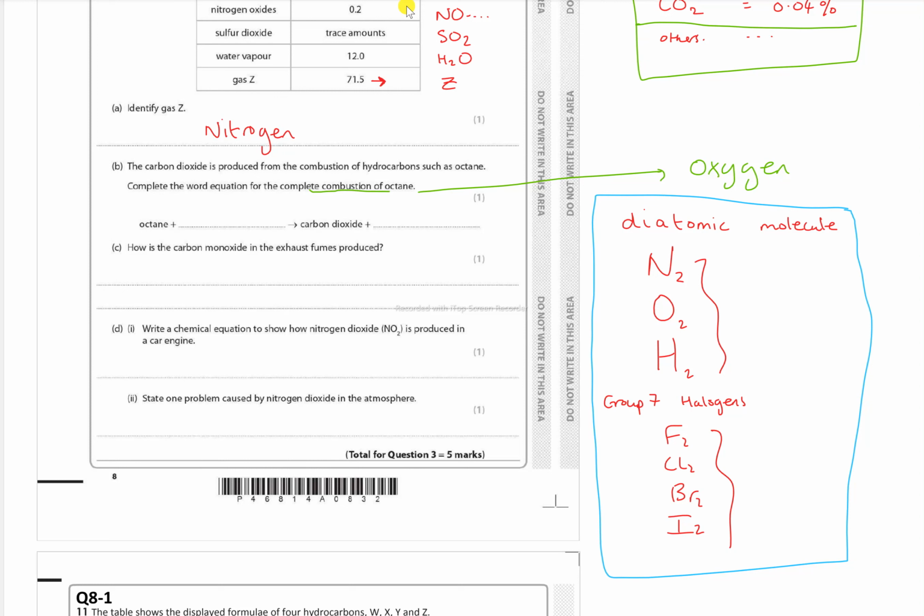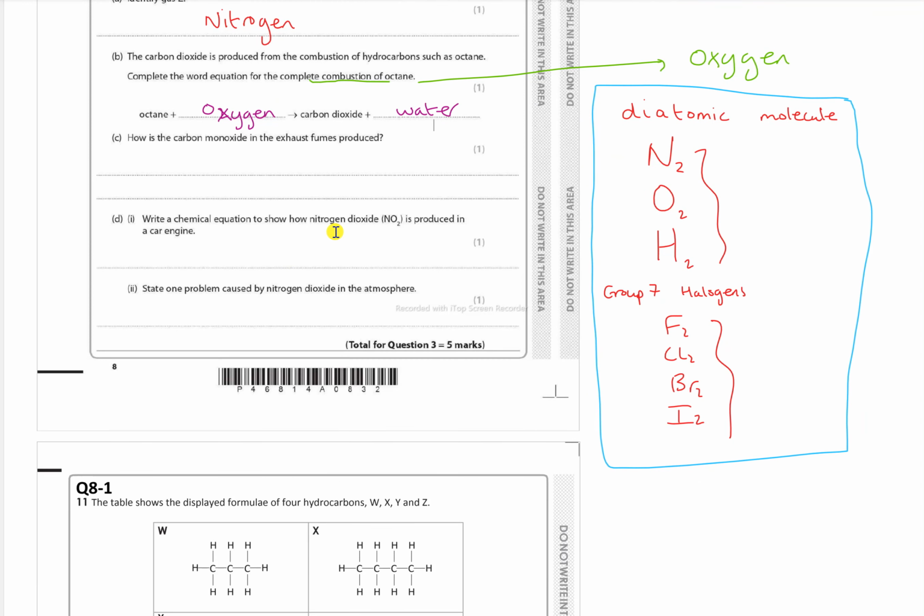There you go. Octane plus oxygen gives carbon dioxide plus, oh, they want a word. Water. Right, how is carbon monoxide in the exhaust fumes? What they want you to do: when you've not got enough oxygen, you're going to get carbon monoxide. It's called incomplete combustion.